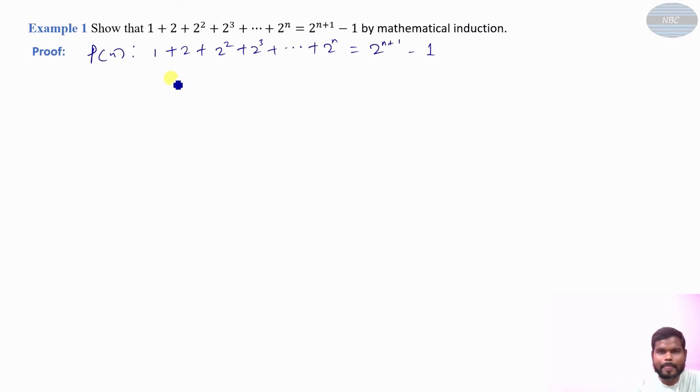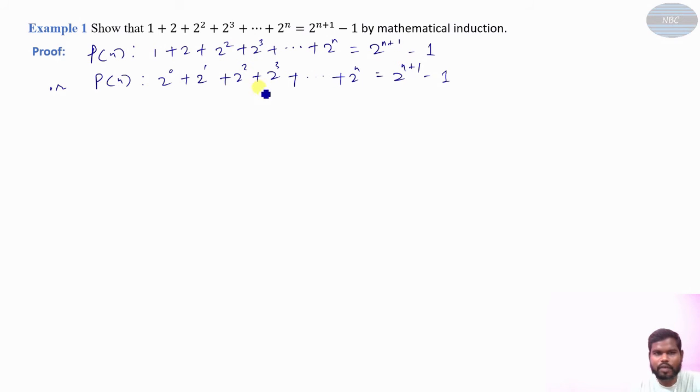Okay, so here this Pn can be written as 2 to the power 0 plus 2 to the power 1 plus 2 to the power 2 and so on, up to 2 to the power n equals 2 to the power n plus 1 minus 1. So here the value of n starts from 0, 1, 2 and so on. Now to prove this one, let n is equal to 0.